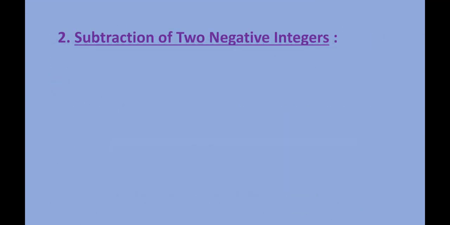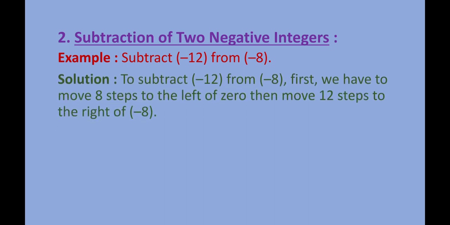Now come to second one, subtraction of two negative integers. Here is an example. Subtract minus 12 from minus 8. So what to do? Here is the solution. To subtract minus 12 from minus 8, first we have to move 8 steps, that is the first number of steps from the 0. As it is a negative number, first number is negative, so we have to move towards left side.